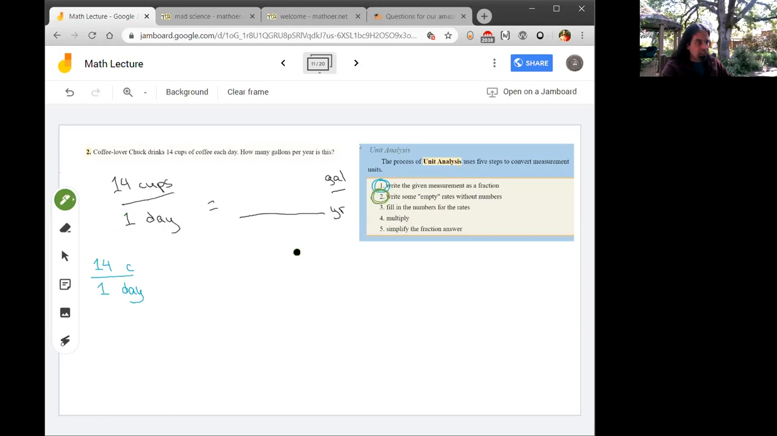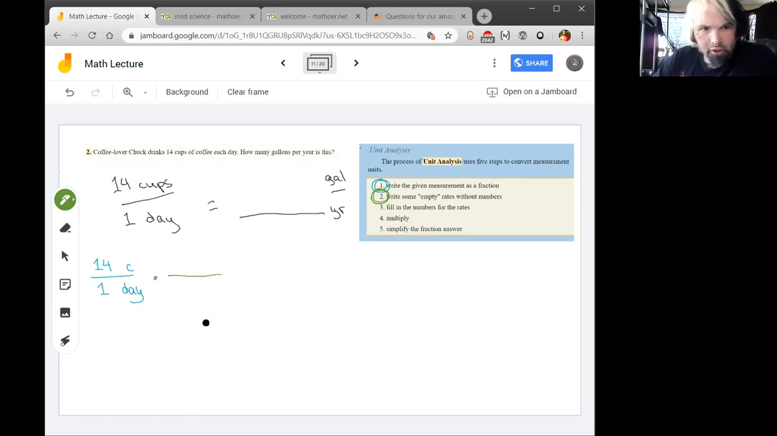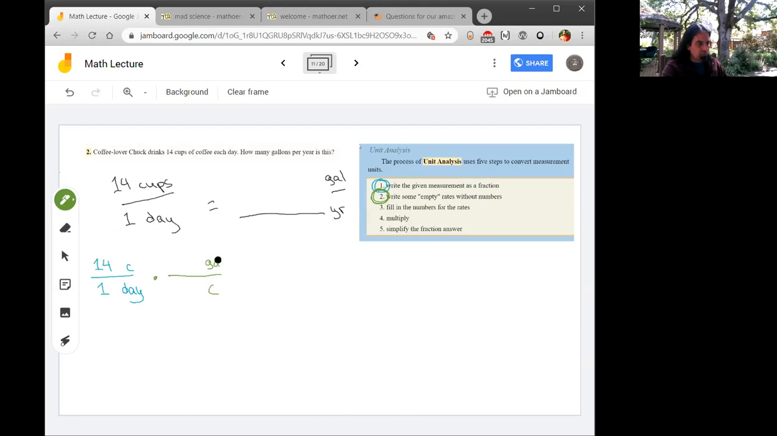Make our plan. Should I change the cups first or the day first? It doesn't matter. I did the cups. So cups into gallons, we know that one. And if I've done that, I'm done with cups. So I just need to do the days. So I have my plan. That gets me to gallons per year. That's what I want. I'm happy. I stop with my plan.